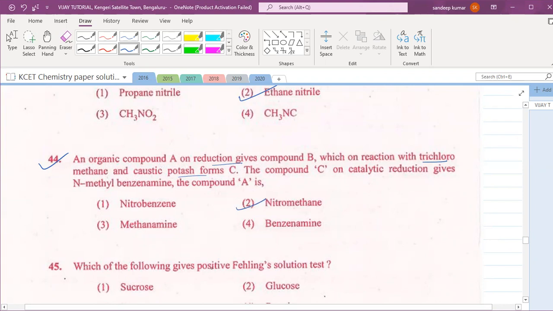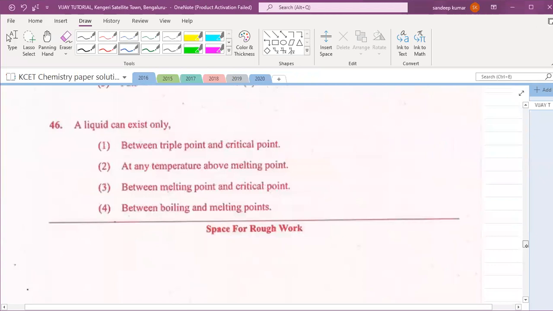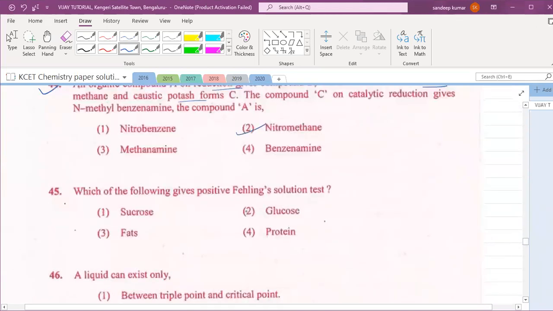Which of the following gives a positive Fehling's solution test? Sucrose, glucose, and the other two options are fats and proteins. Sucrose, okay, sucrose will give a positive Fehling's solution test? Here there is a mistake. A positive Fehling's solution test is given by glucose. It is not given by sucrose. So the correct option is glucose, not sucrose.